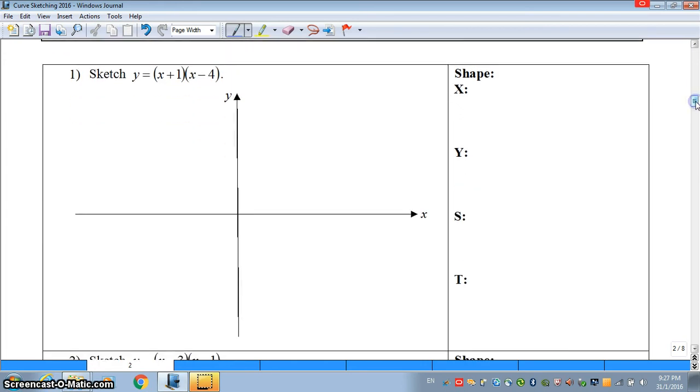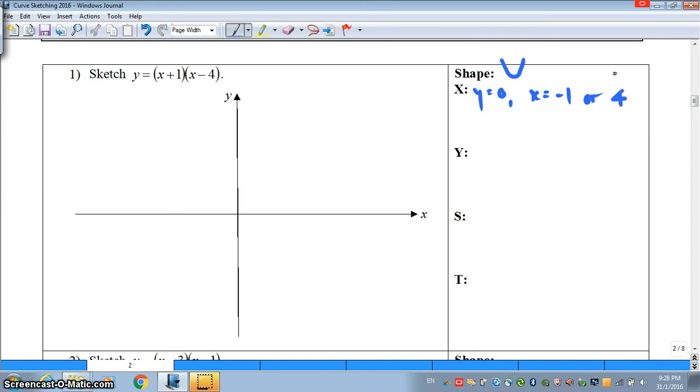First thing, we are told to sketch y is equal to x plus 1 multiplied by x minus 4. First and foremost, you must know that this will give us a U shape because we have an x squared term. Next, step number 1, the x-intercepts, meaning when y is equal to 0, you are supposed to find the two values, and in this case, with the use of the zero product rule, you will get x is equal to negative 1 or 4.